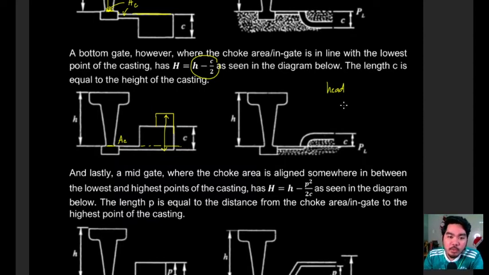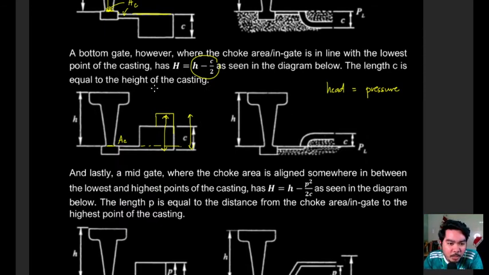Okay, if you have taken ES 15, then you know that head is synonymous with pressure. The head is the amount of pressure, like the potential energy, you need to fill out the maximum required pressure head. So in this case, if this is your casting, you need to fill it up to here. So the C variable here is the highest peak of your casting.